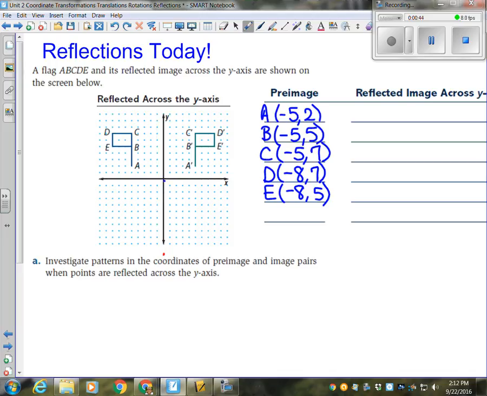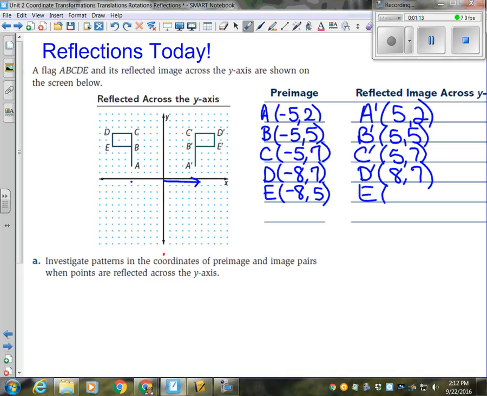To go to point A, looks like I go left 5 and up 2. So to get to point A prime, I'm going to go right 5, which is positive, and up 2. To get to B, I'm going to go back 5 and up 5. So to get to B prime, I'll go positive 5 and up 5. To get to C prime, I'm not going to go back 5. I'm going to go forward 5 and up 7. To get to D prime, I'm going to go positive 8 and up 7. And to get to E prime, I'm going to go positive 8 and up 5.